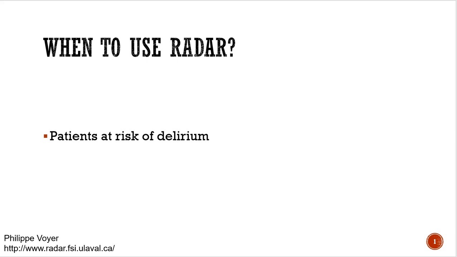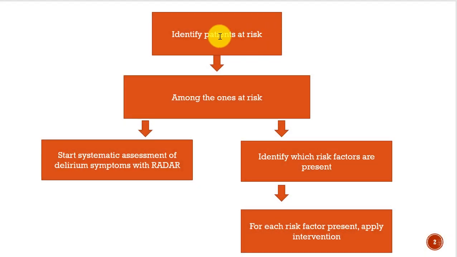In this video, I want to answer a question that is often asked: when to use RADAR. My direct answer is to use RADAR with patients that are at risk of delirium. As you can see in this slide, the first step is to identify patients at risk. Among the ones that are at risk, you start a systematic assessment of delirium symptoms with RADAR. And also among this group, you identify which risk factors are present, such as physical restraint, dehydration, and other risk factors. And for each risk factor present, you apply intervention.